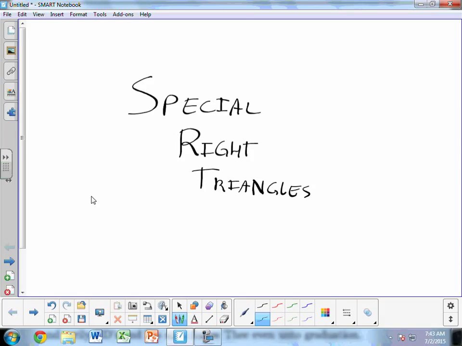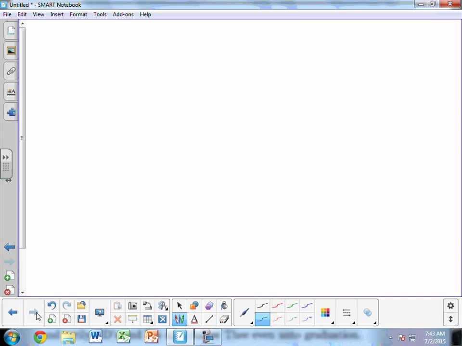All right, let's talk about special right triangles. Special right triangles occur when we can find patterns in which to easily solve right triangles. There are two cases, one of which starts out with an equilateral triangle.